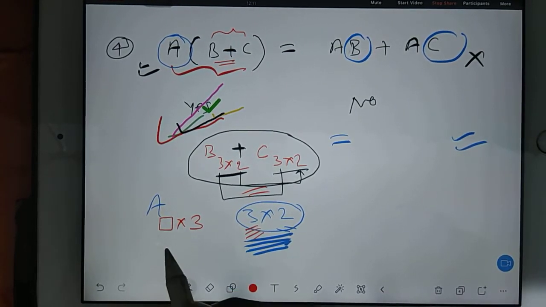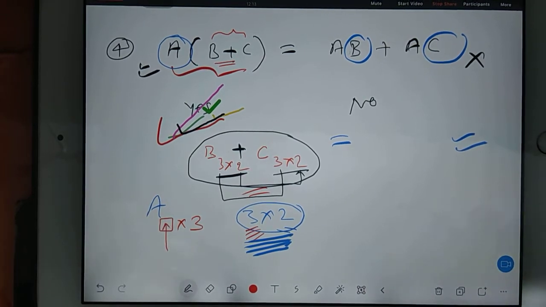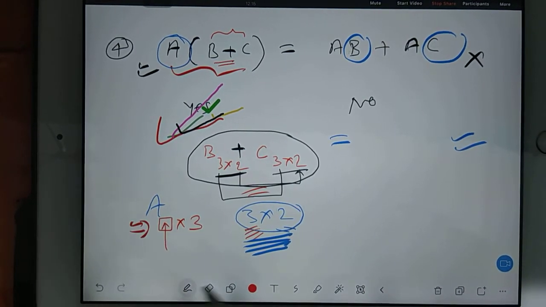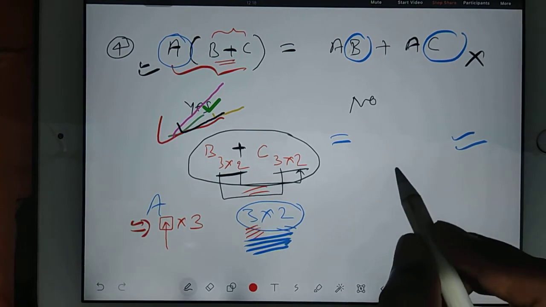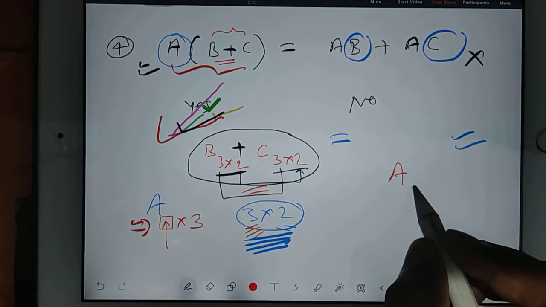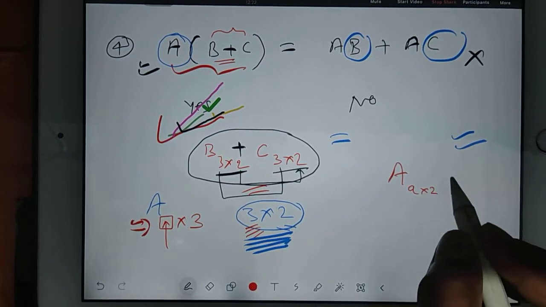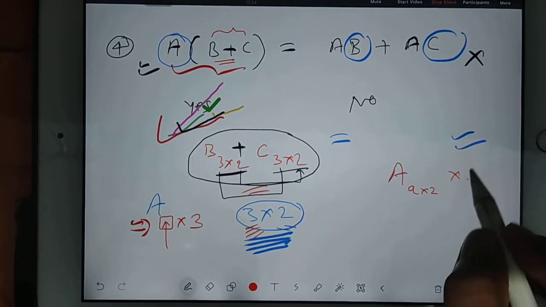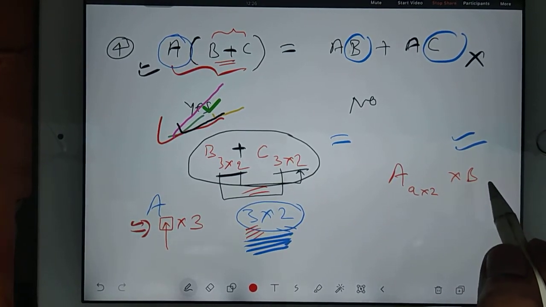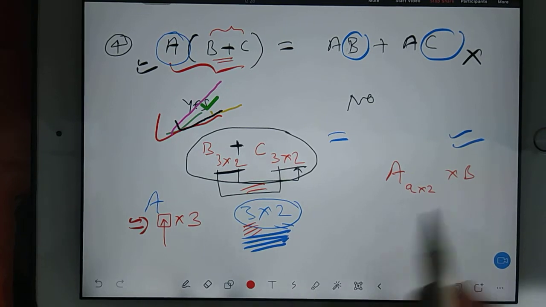And here the condition can be anything. So based on this, they can make statement-wise questions. Suppose A is there and here they are putting A into 2 into B. Okay, I'm making one question.